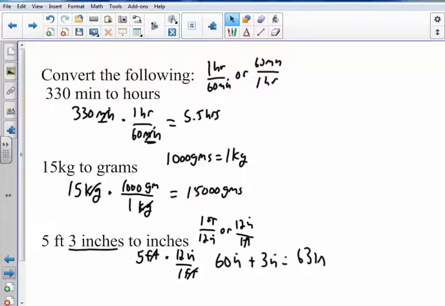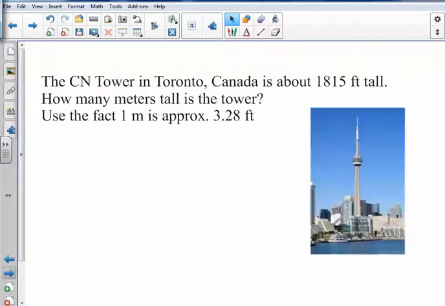That is basically how you do the conversions. Let's look at a little more complicated one. The CN Tower in Toronto, Canada is about 1,815 feet tall. How many meters tall is the tower? Use the fact that 1 meter is approximately 3.28 feet. So think about that for a second. How are we going to do something like that?